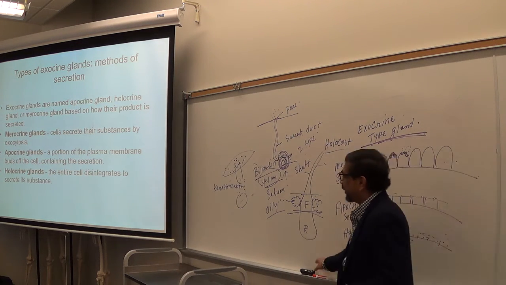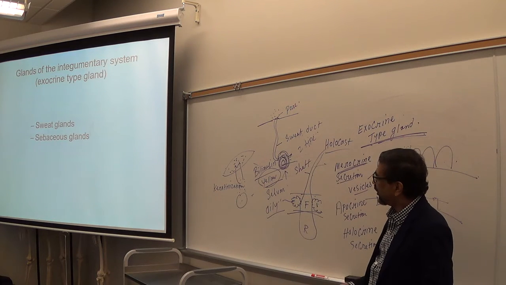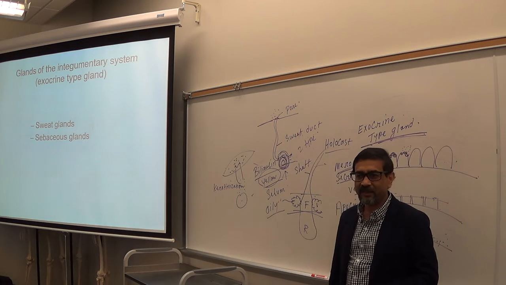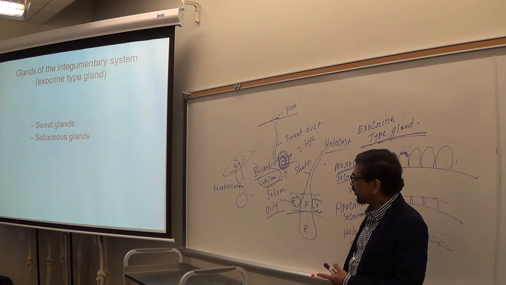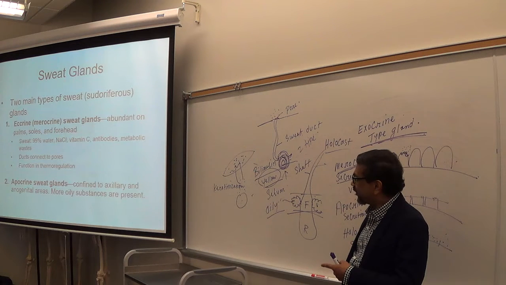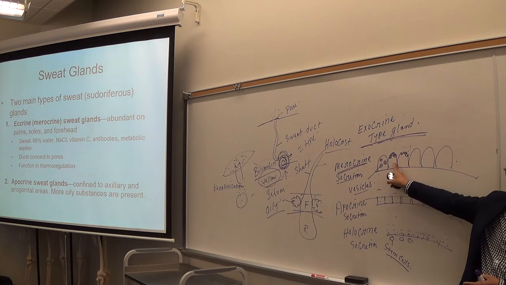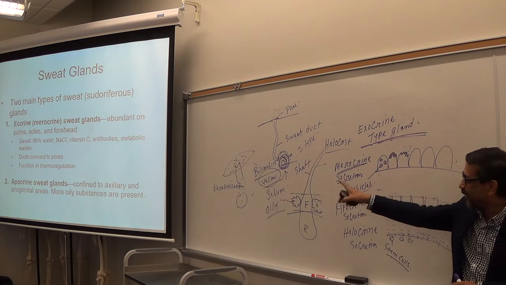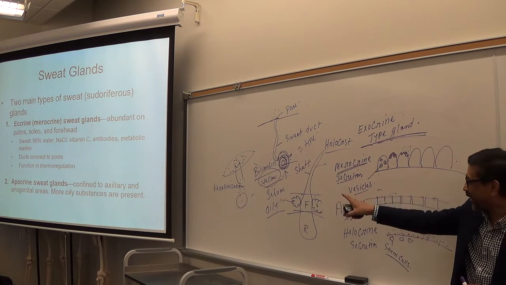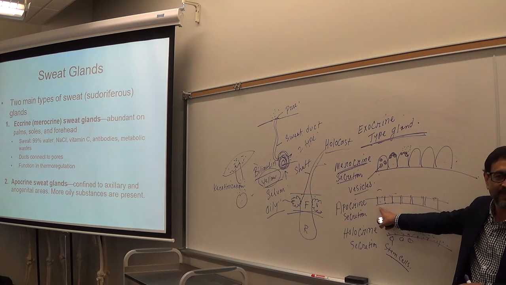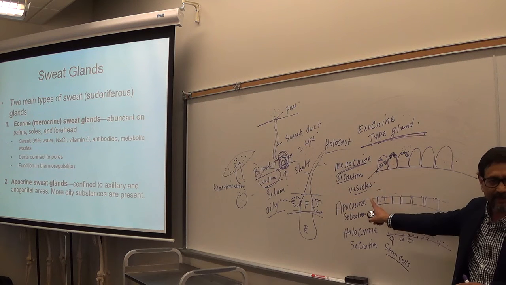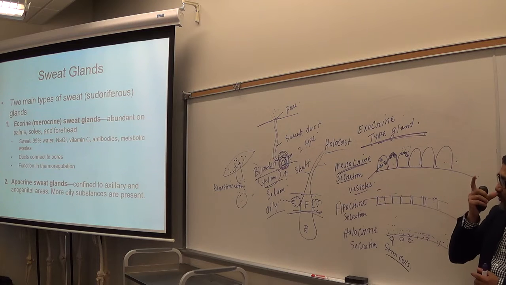Let's see the last thing. So two types of glands, right? In the skin, sweat glands and sebaceous glands. Sweat glands are two types. Eccrine sweat glands are also called merocrine. Why? Because the secretion type is merocrine type secretion. Another type of sweat gland is apocrine, because the secretion is apocrine type secretion. So the first one secretes this way, merocrine. The second type secretes this way, apocrine. Is it clear? So those are two types of sweat glands.